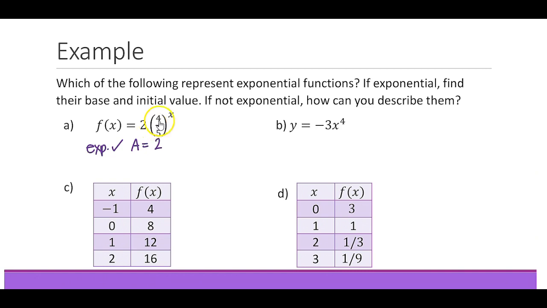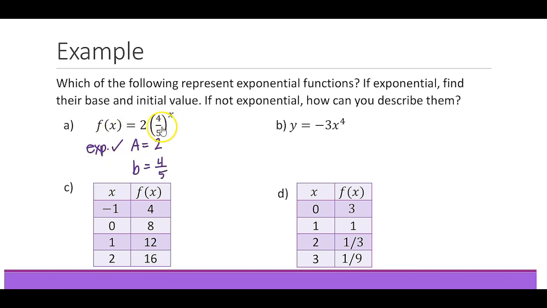So I can also think about it, what happens when I substitute in x equals 0? Well, 4/5 to the 0 is 1, so what I have left is 2. And then my base, b, is 4/5, the quantity that's being raised to the x, so 4/5.